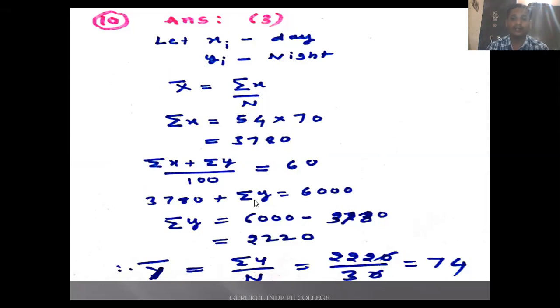So we need to calculate the mean wage of night shift workers now. We got summation of y. So y bar will be equal to summation of y divided by n, that is 2220 divided by 30, where the 0s get cancelled. If we divide 222 by 3, that gives 74. So the third option will be the right answer for this particular question. Next, I'll move into question number 11.